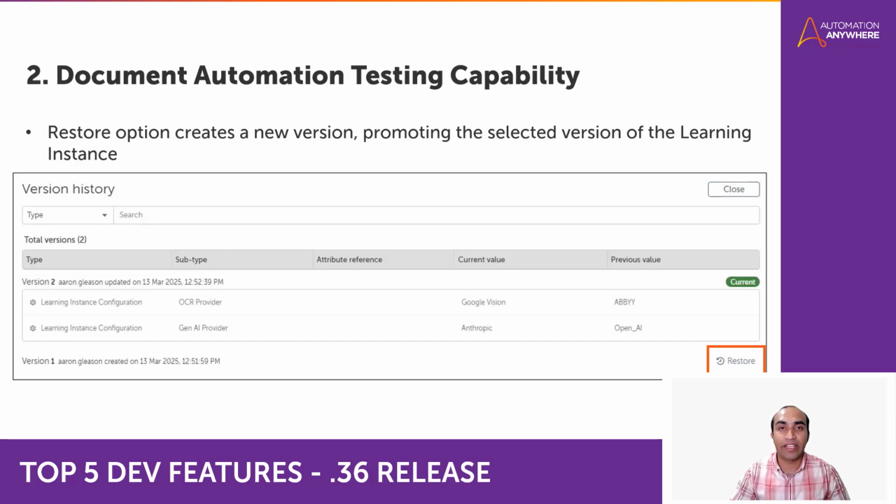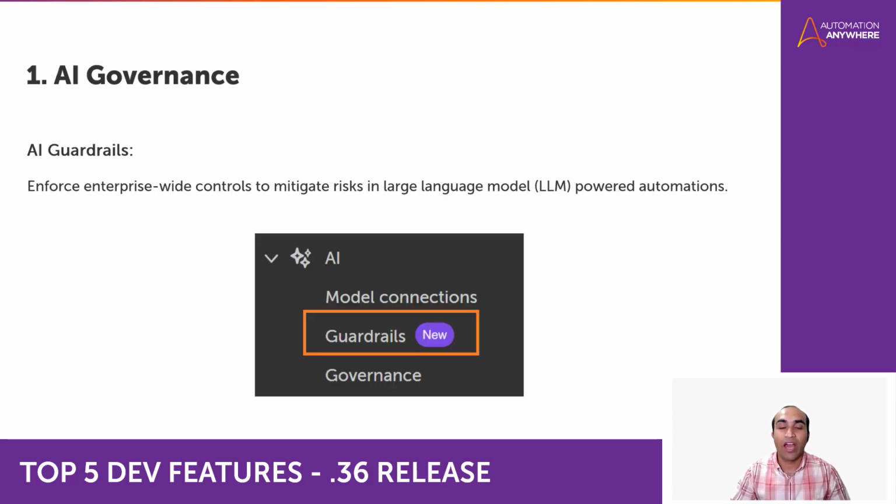If you have tried different settings but liked an earlier version better, no problem. Just hit restore and it will bring that version back as the latest one and ready to use. And now, the number 1 feature in this release, AI Governance. It's also my personal favorite.